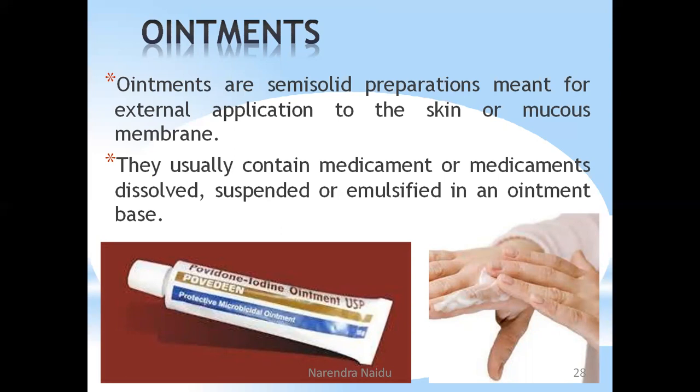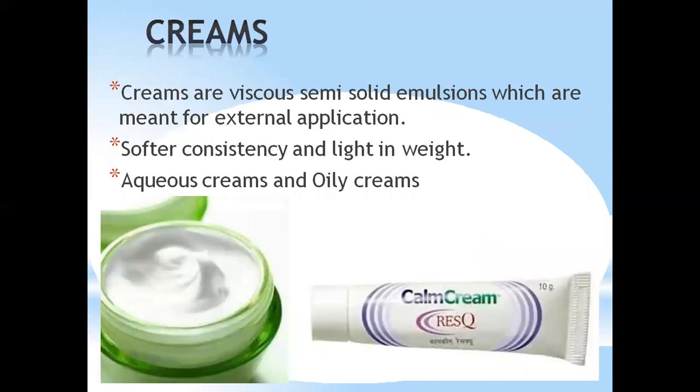So medicament is dissolved, suspended, or emulsified in ointment base. So these are called ointments. Next, creams. Creams are viscous semi-solid emulsions, which means they are very thick. Emulsions means what again? Emulsion means you always remember when you add two immiscible phases like oil and water. So here cream is prepared by adding an oil and water phase with some medicament.